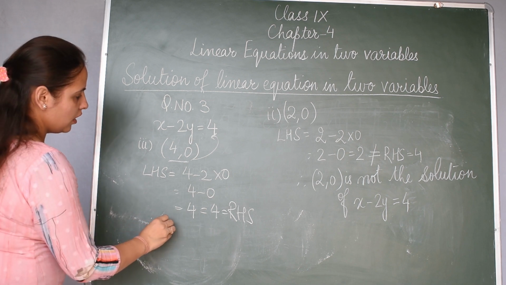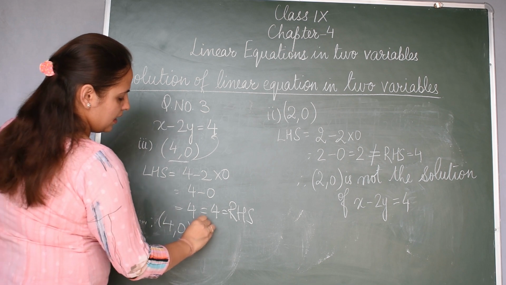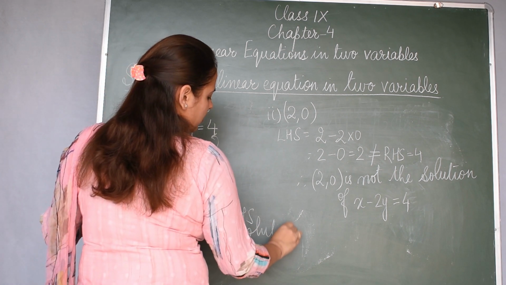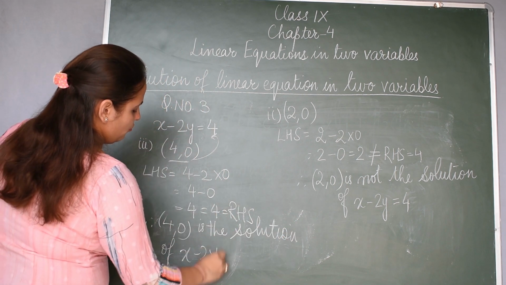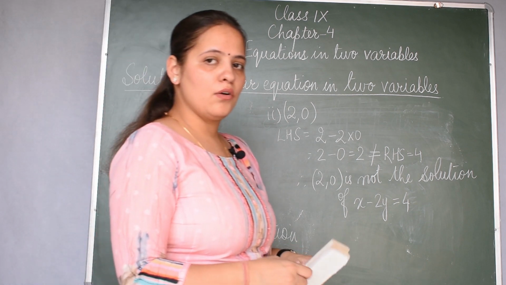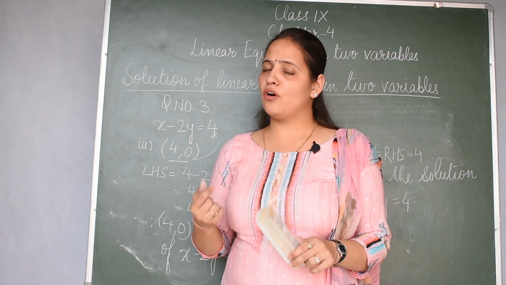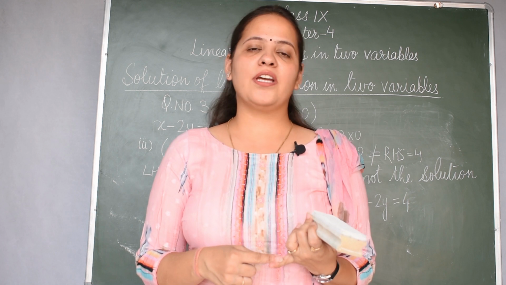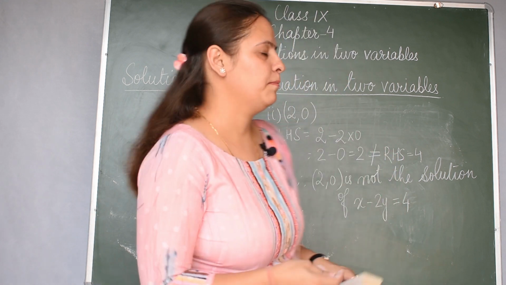So therefore (4, 0) is the solution of x minus 2y is equal to 4. So this is how we can check whether the given solution is the solution of the given equation or not. We need to just put the value of x and y, and we have to check whether left hand side is equal to right hand side or not.